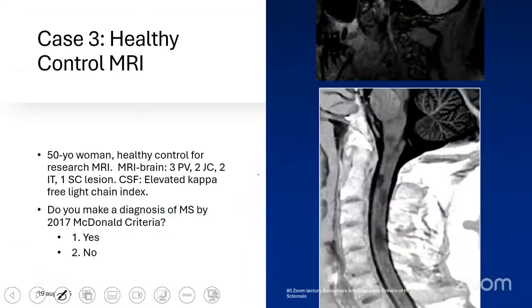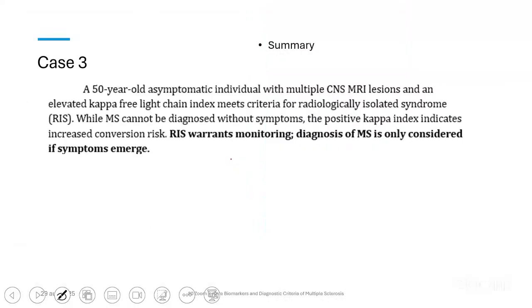The healthy control MRI, a 50-year-old woman, healthy control for research MRI, it showed 3 periventricular, 2 juxtacortical, 1 infratentorial, 1 spinal cord lesion. CSF showed elevated kappa free light chain index. Do you make diagnosis of MS by 2017 McDonald criteria? Yes. This lady with multiple CNS MRI lesions and an elevated KFLC index meets criteria for radiologically isolated syndrome.